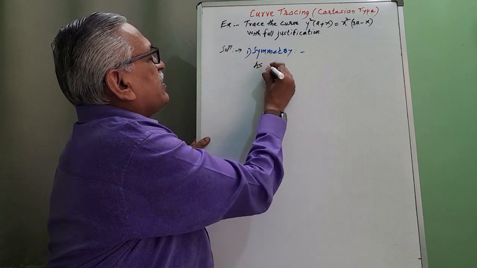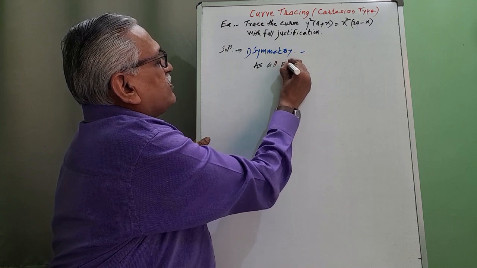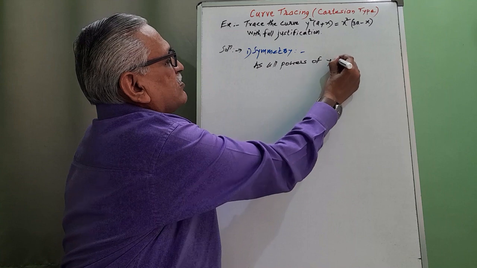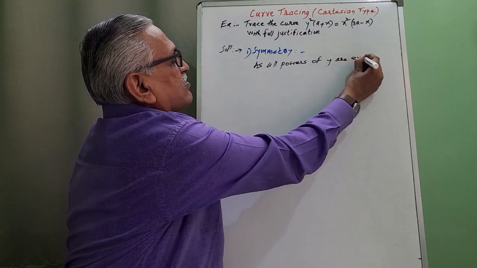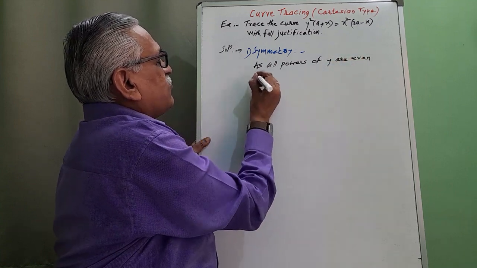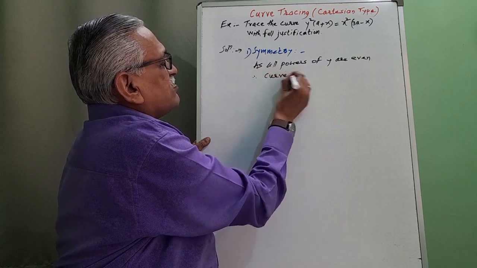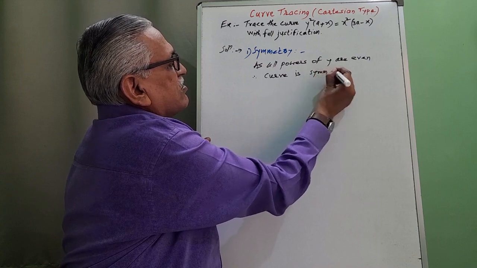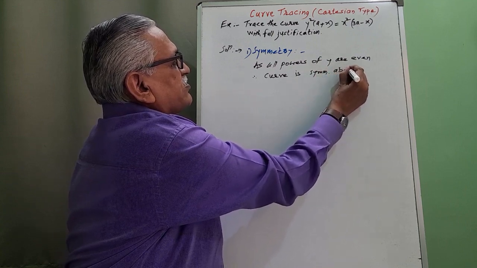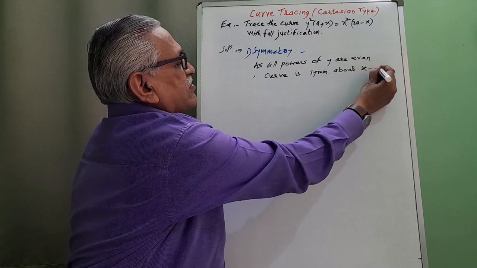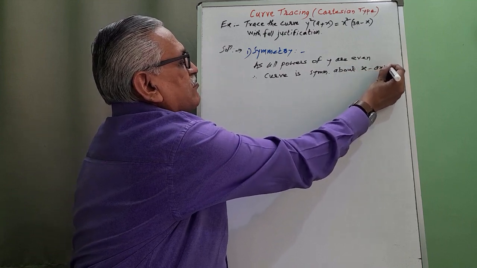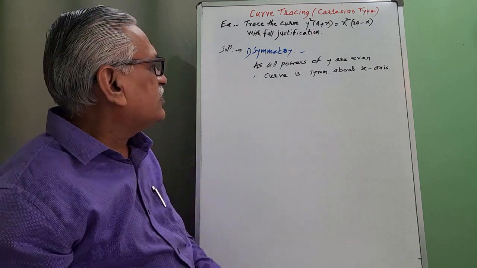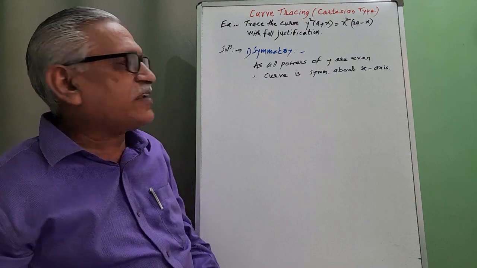Therefore justification is as all powers of y are even, therefore curve is symmetrical about x-axis. Means whatever the curve we have to draw, it must be symmetrical to x-axis. No any other symmetry exists here.